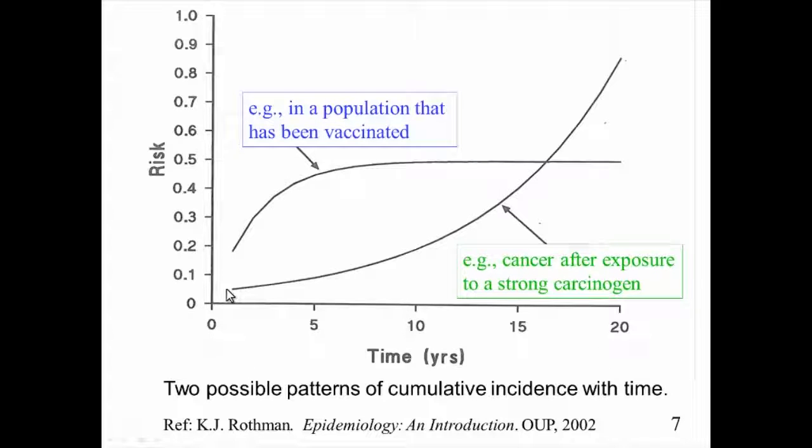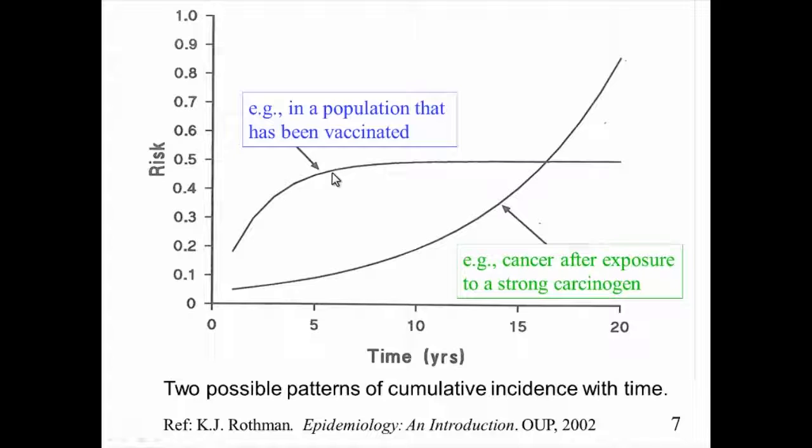So if you can imagine a population exposed to a strong carcinogen or cancer-causing substance, then as time goes on, the number of people in that population who get the cancer will increase. However, if you have a population that's been vaccinated, then at around about this time period, in particular if it's an effective vaccine, then the cumulative incidence will basically level off.